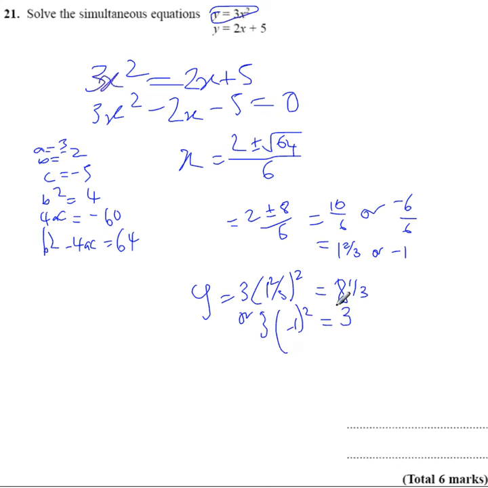Now, very important, you need to write the results in pairs. When x is 1 2/3, y is 8 1/3, so that's one pair. And they need to be written together. If you don't do this, you lose marks. And when x is minus 1, y is 3. So having written them in pairs, we've solved the question, and that's it.